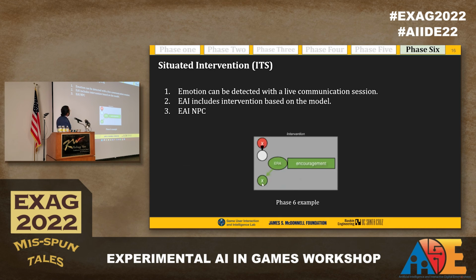And finally, in phase 6, we propose to create our agent, EAI, which actually uses the model throughout the live communication session. It can detect all the players' emotion regulation, or all the players' emotions, and of course intervene and help them to regulate their emotion.